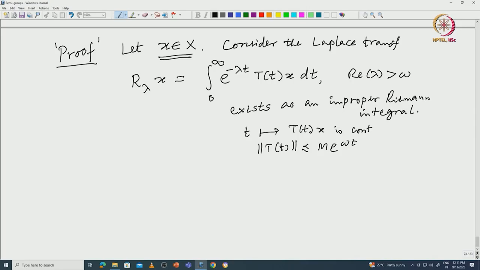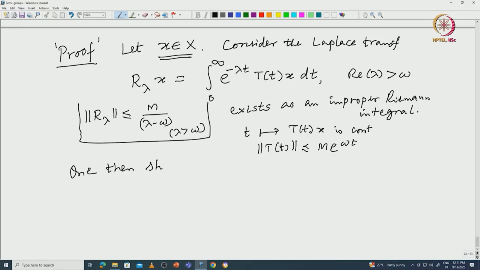One then shows that this defines an operator. Using this relation, you immediately see that the norm of R lambda is less than or equal to m by lambda minus omega. Just remember lambda is bigger than omega. This is immediate from the definition: you put the norm and use this relation, and you can integrate that exponential.